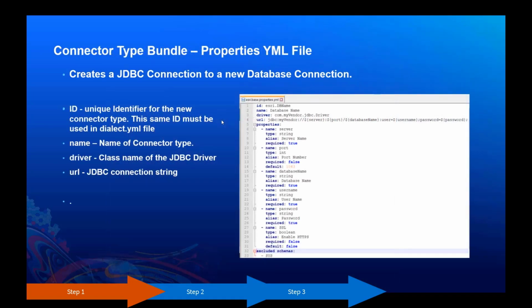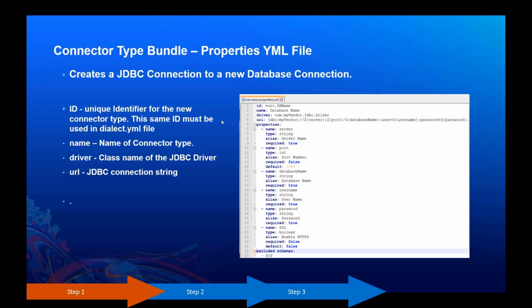The first section is the ID field, which is a unique identifier for this connector. The next section is the name field, of course, denoting the name of the connector type. Next, the driver section. This is the class name of the JDBC driver. Then the most important part of this properties YAML file, the URL section. Here we define the JDBC connection string required to make a connection to your database.